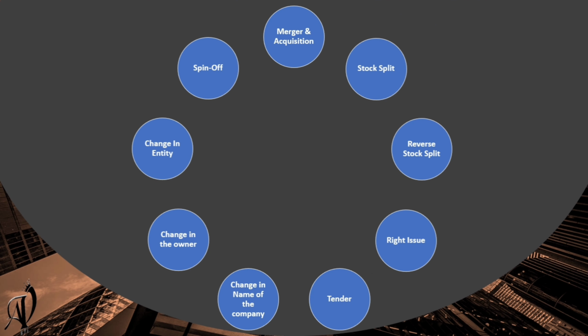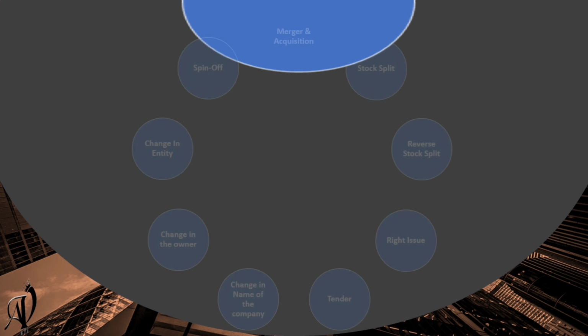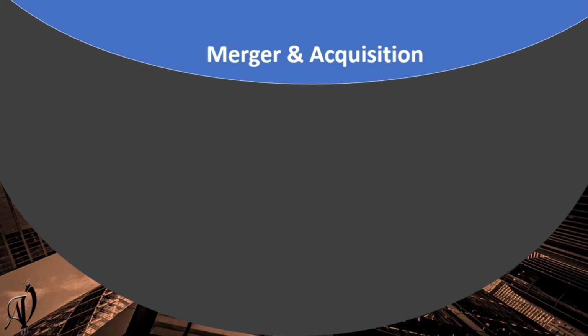As you can see, there are various types of corporate actions: merger and acquisition, stock split, reverse stock split, right issue, tender, change in name of the company, change in the owner, change in entity, and spin off. So let's understand merger and acquisition. It's a combination of two or more companies into one company.